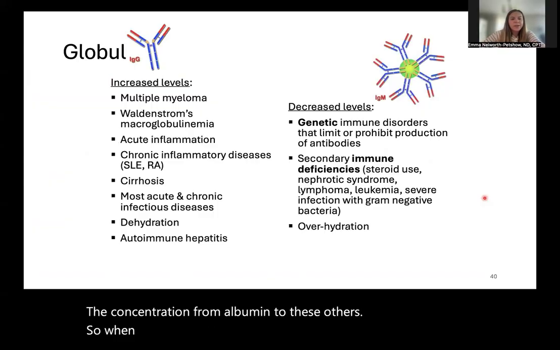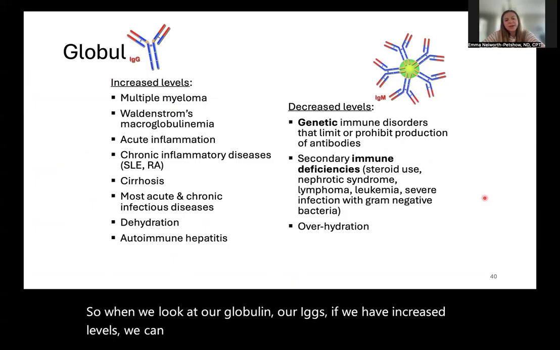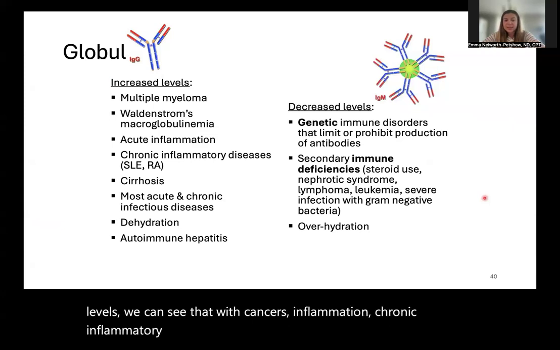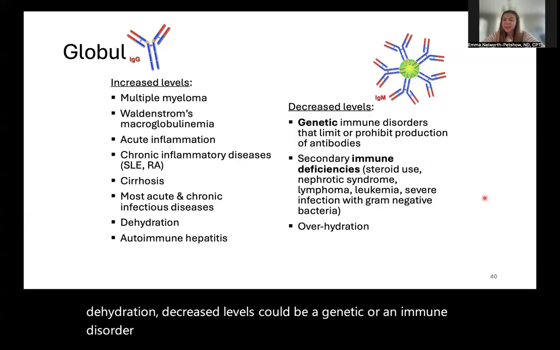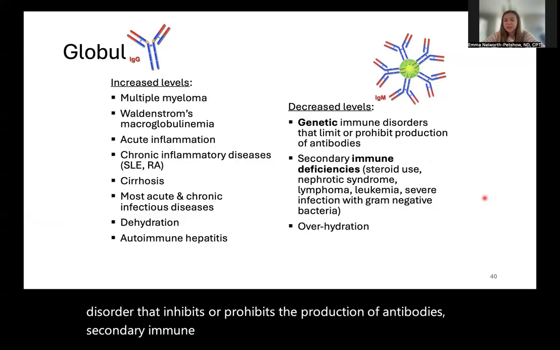So when we look at our globulin, our IgGs, if we have increased levels, we can see that with cancers, inflammation, chronic inflammatory diseases, liver disease, infectious disease, dehydration. Decreased levels could be a genetic or an immune disorder that inhibits or prohibits the production of antibodies, secondary immune deficiencies, and there's some listed here, or potentially overhydration.